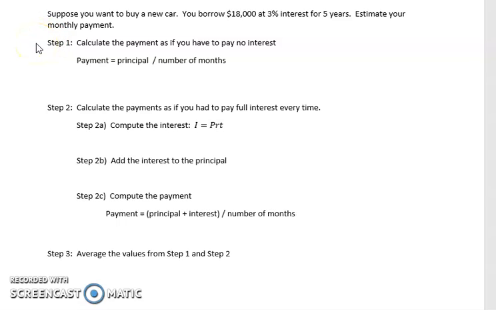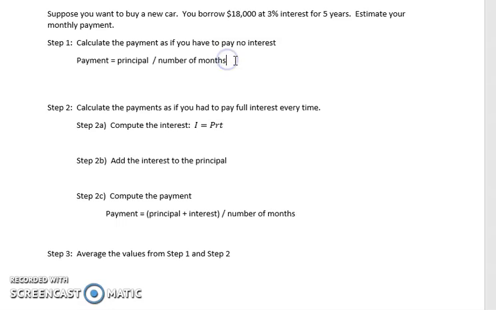Suppose you want to buy a new car. You're going to borrow $18,000 at 3% interest for 5 years. Estimate your monthly payment. Okay, calculating the monthly payment really comes down to 3 steps. Step 1 and 3 are pretty easy. Step 2 has a little bit more work.